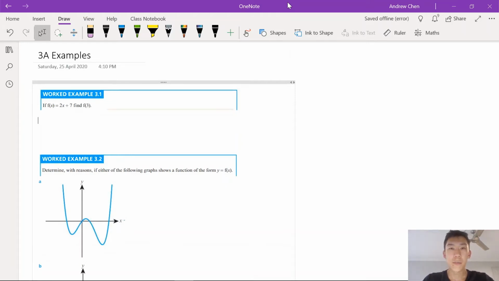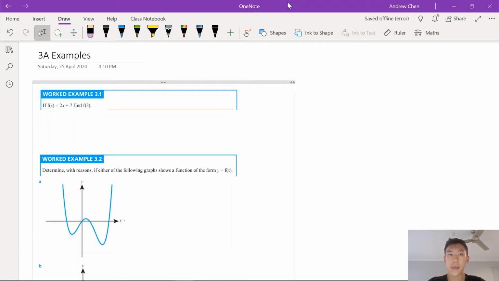This video is going to be me going through all the examples to help you do exercise 3A. So 3A is talking about introduction to functions, so we're looking at function notation. We're looking at how to determine if a graph or a relation is a function, and we're looking at introduction to inverse functions. So this is me strictly going through the examples. You may need to refer to your textbook for rules and definitions that I'm going to be referring to.